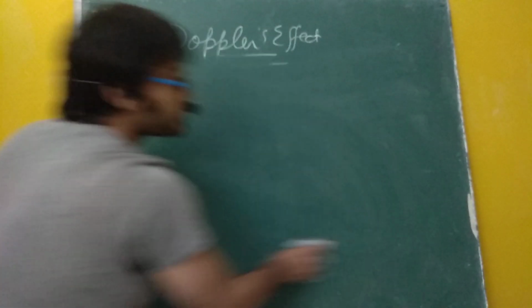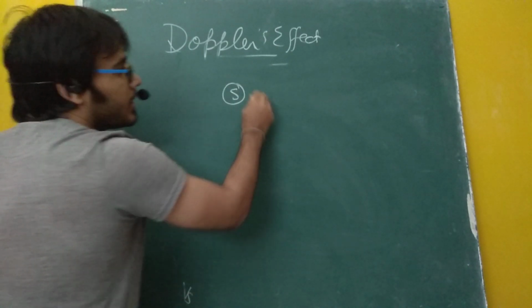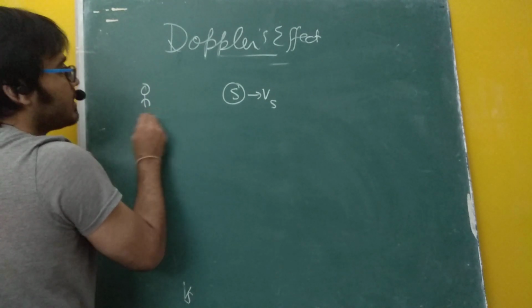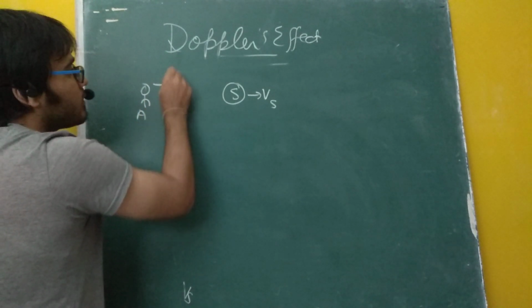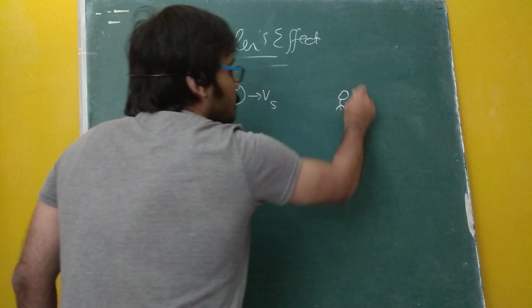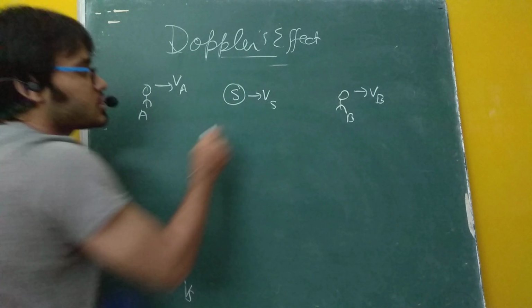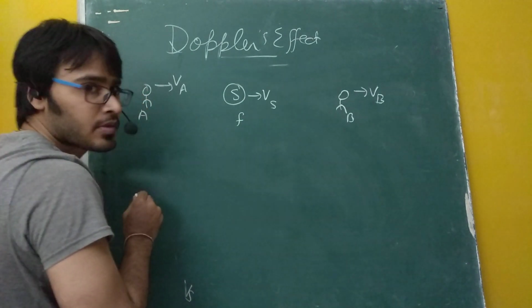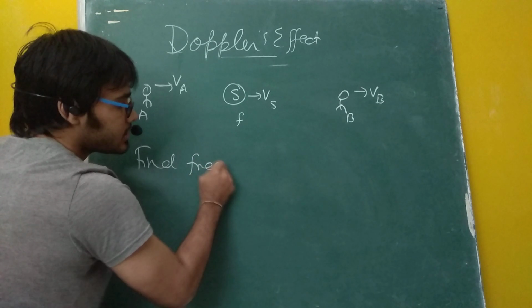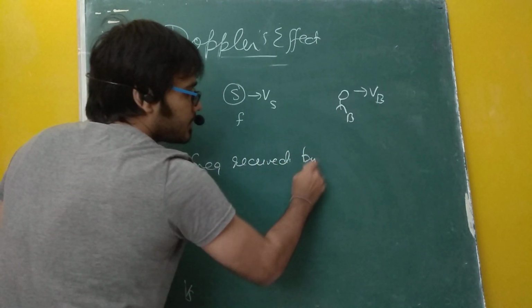Let me give you a situation. Let's say you have this source here. It is moving with Vs and two observers are there. Let's say observer A moving with Va and observer B moving with Vb. This source emits frequency F. The question is very simple. Find the frequency received by A and B.